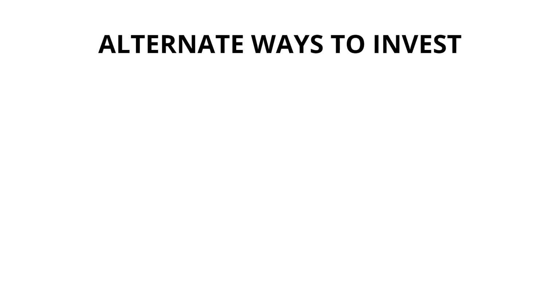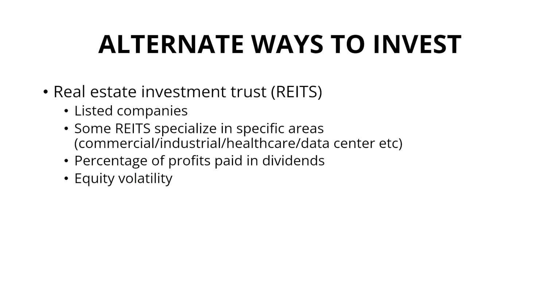Now, there are alternative ways to invest in property. So you can go for real estate investment trusts, which basically are listed companies that will rent out the properties that they have bought, and then they'll pay you your dividends from a percentage of the profits that they earn from leasing out the properties. But the problem is that these are all stocks and there is volatility from equities as with all stocks.